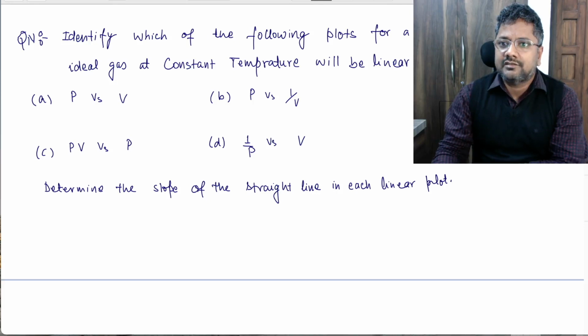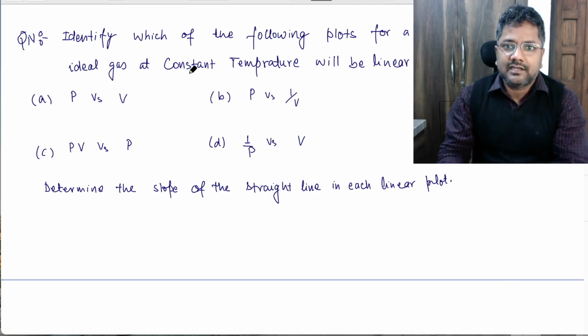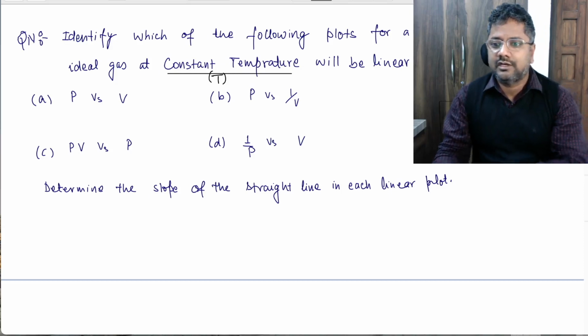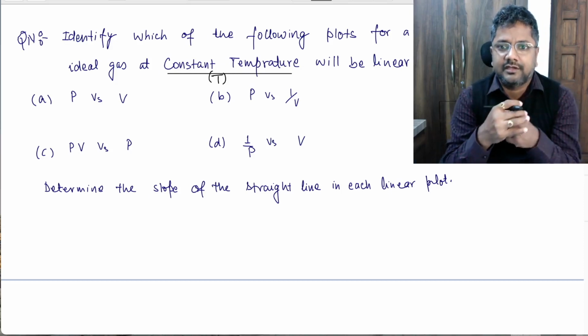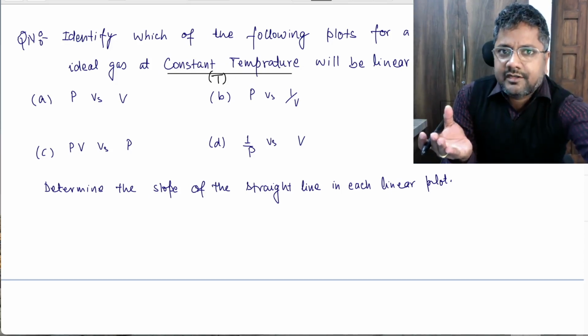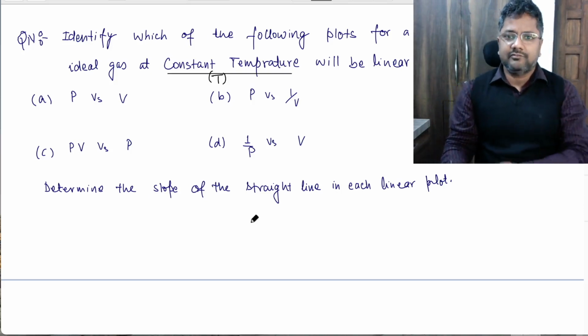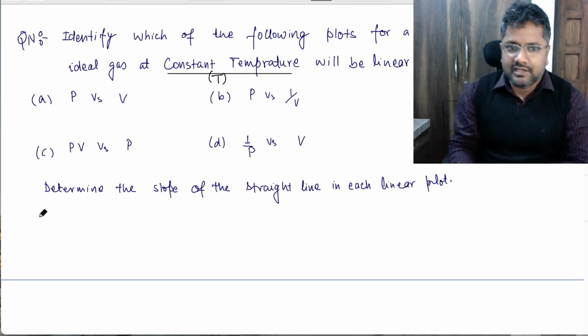means N is constant, right? Of an ideal gas at constant temperature, means T is constant. So N and T are constant. So you have four variables. If N and T are constant, then definitely there is a relation between P and V. That simply implies Boyle's law, right?